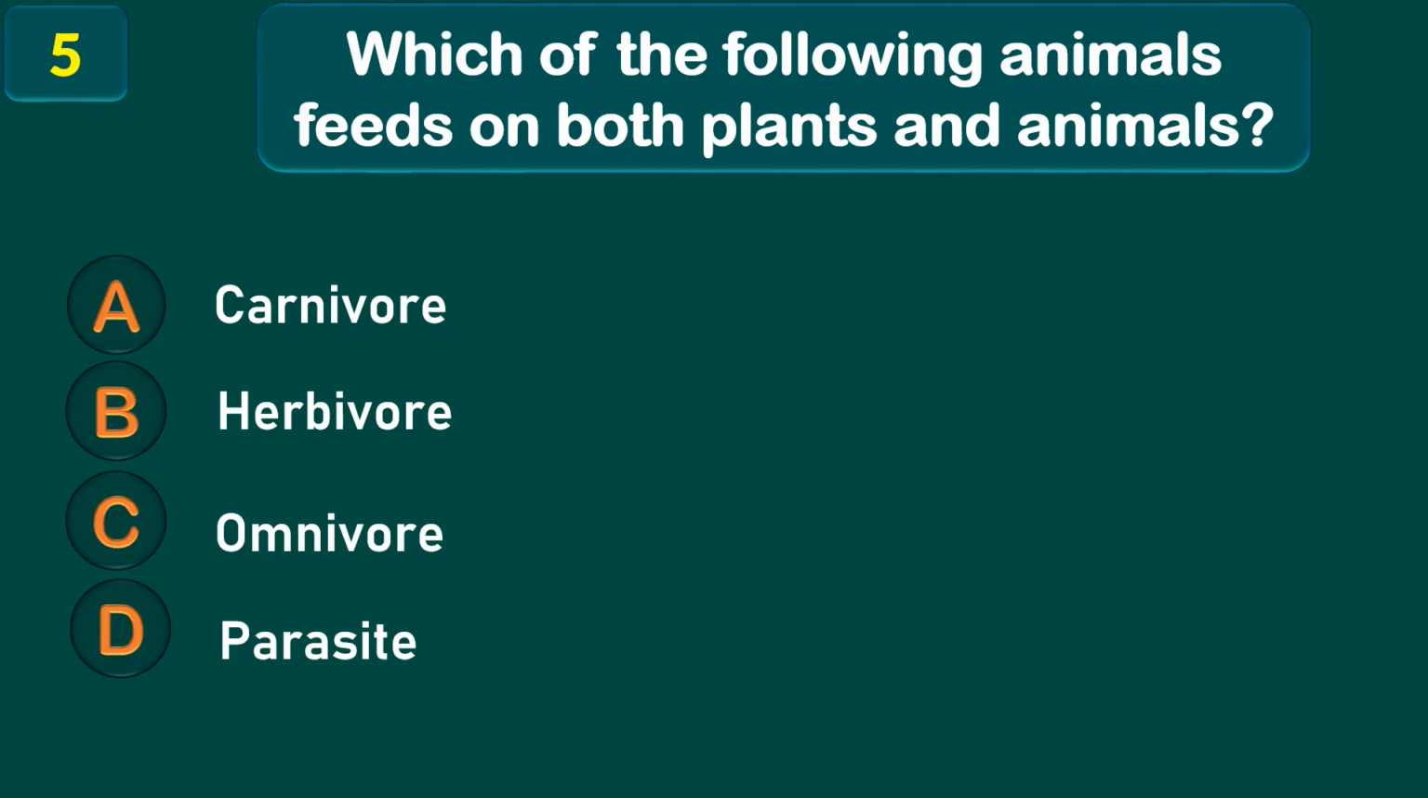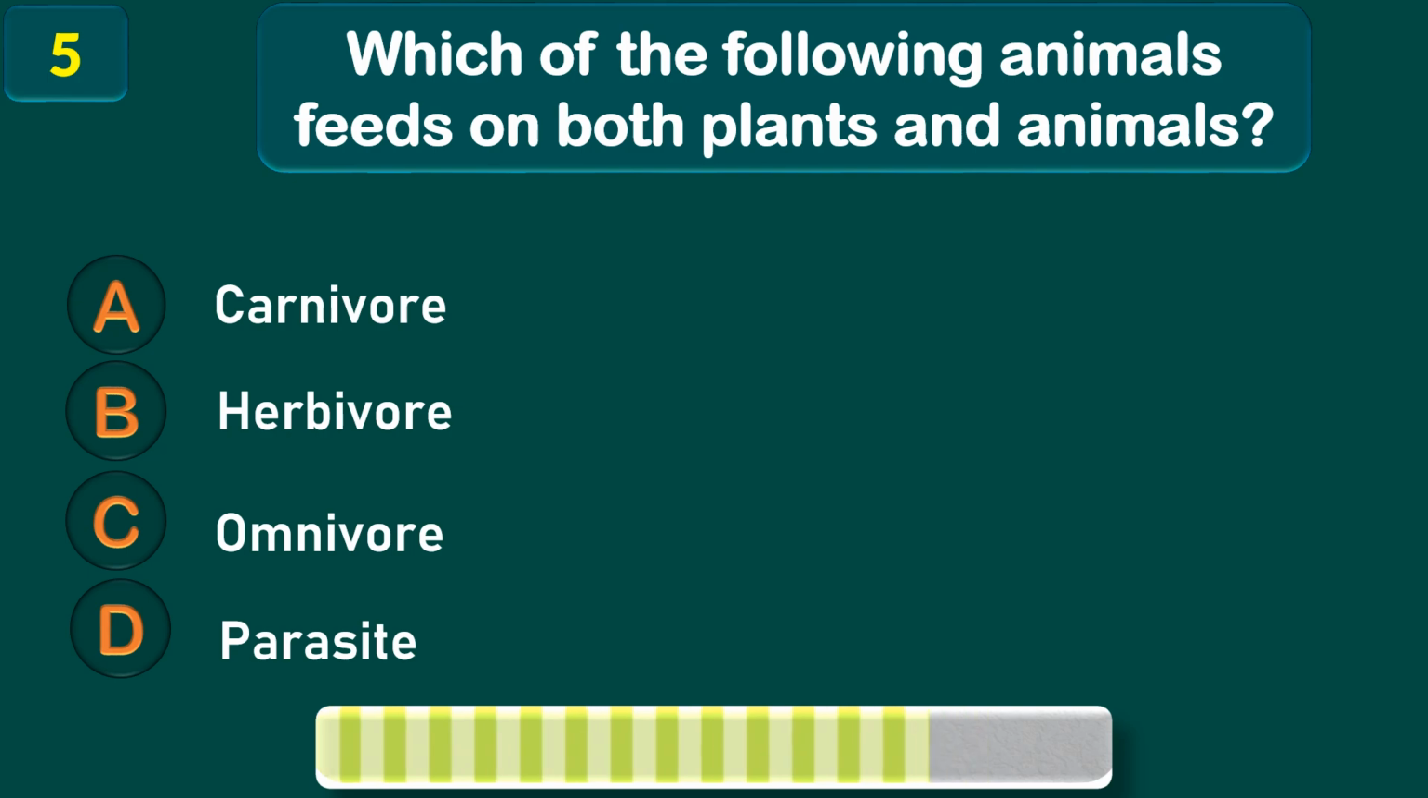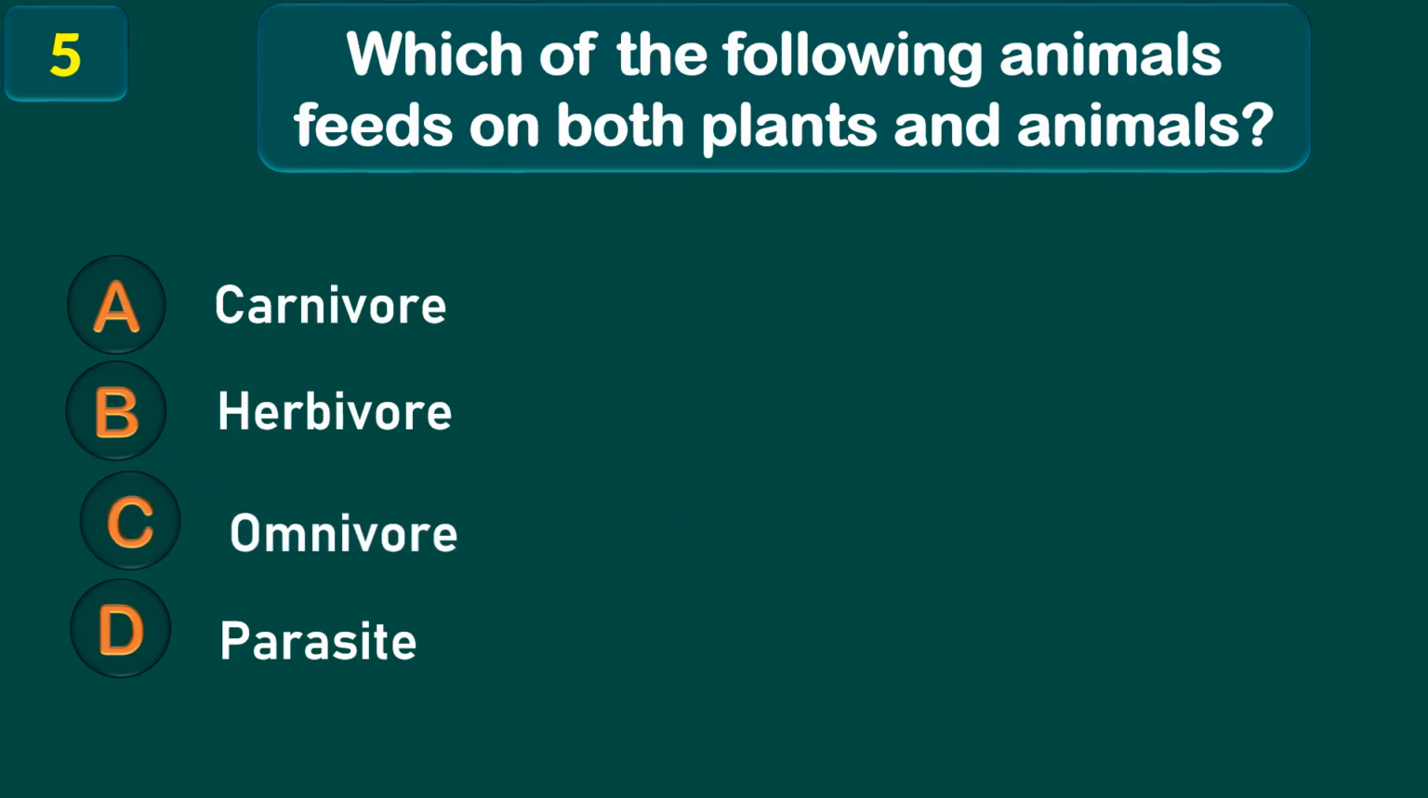Which of the following animals feeds on both plants and animals? A. Carnivore, B. Herbivore, C. Omnivore, D. Parasite. Answer: C. Omnivore.